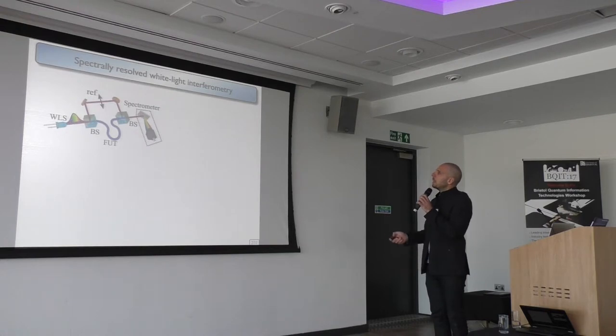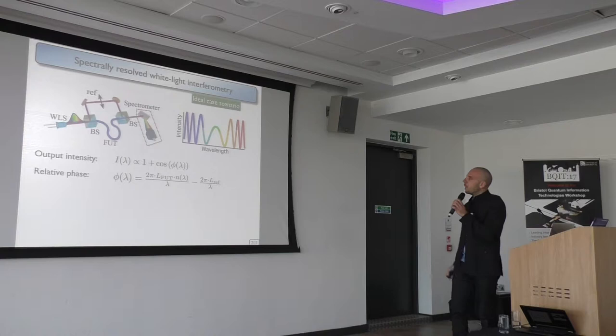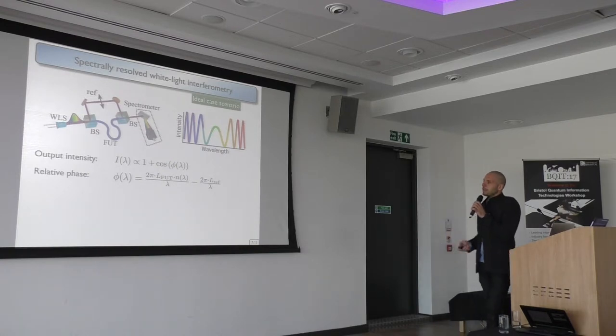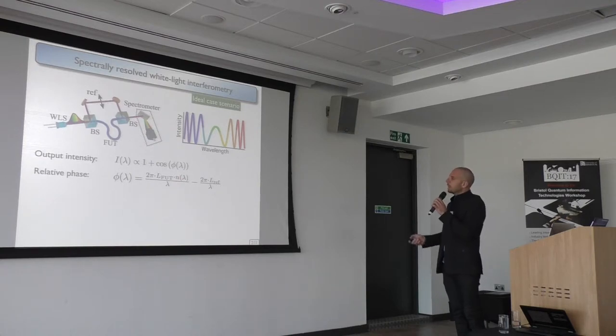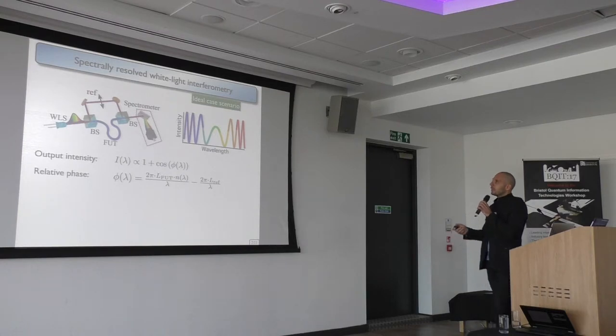Then you have a spectrometer, and you obtain an output intensity which is proportional to 1 plus the cosine of the relative phase between the two arms. You have interferograms of this type, where you have a modulation of the intensity as a function of the wavelengths. The relative phase in this interferometer is given as a function of the wavelengths by the difference between the product of the length of the fiber under test times the refractive index, which depends on lambda, the wavelength, minus the length of the reference arm. So this is the ideal case scenario.